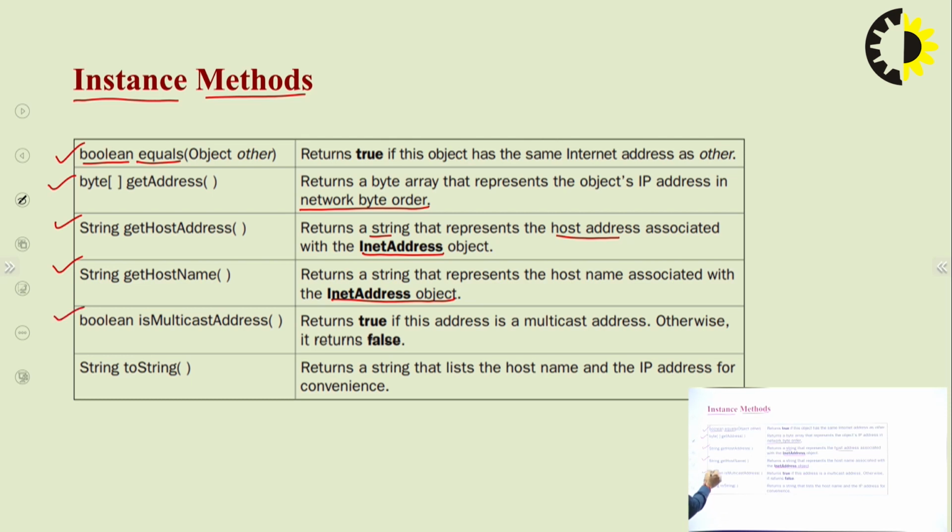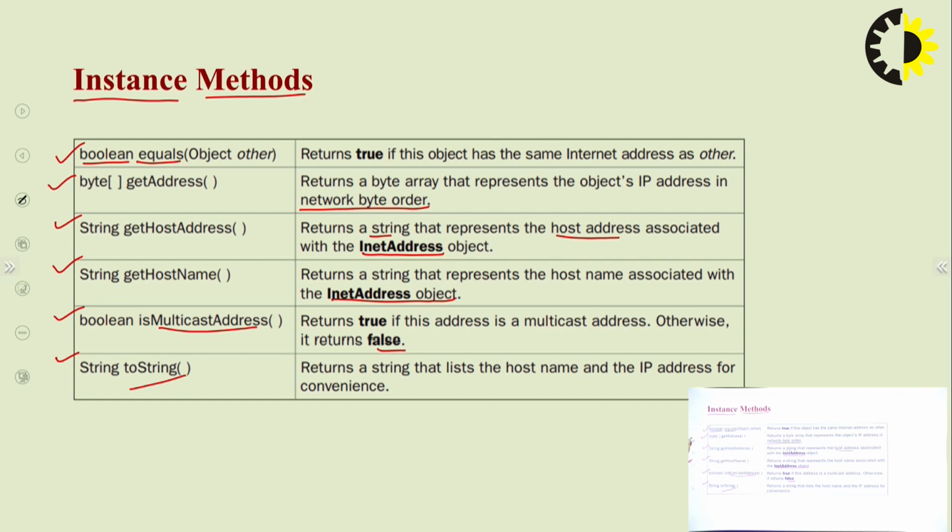And the next one is isMulticastAddress(). It returns true if the address is a multicast address, otherwise it returns false. And the last one is toString(). It also returns a string that lists the host name and the IP address for convenience.